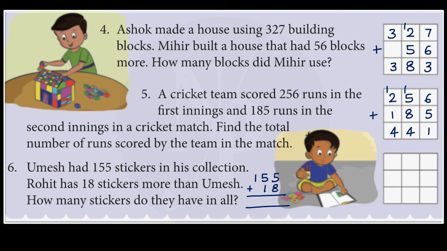So 5 plus 8 is 13. 3 is written here. 1 is carried forward. 1 plus 5 is 6. 6 plus 1 is 7. 1 plus 0 is 1. The number of stickers Rohit has is 173. Now let us add these numbers.